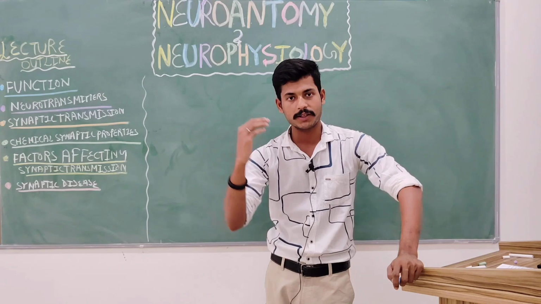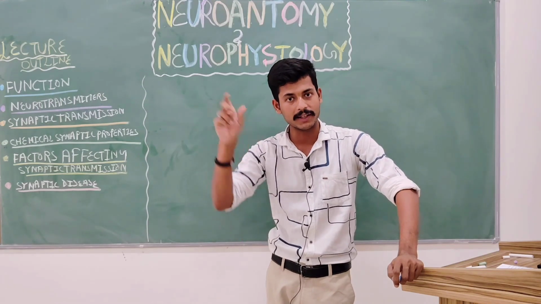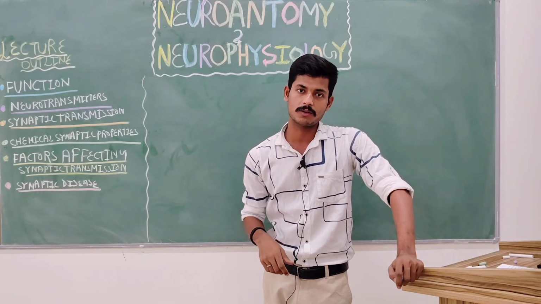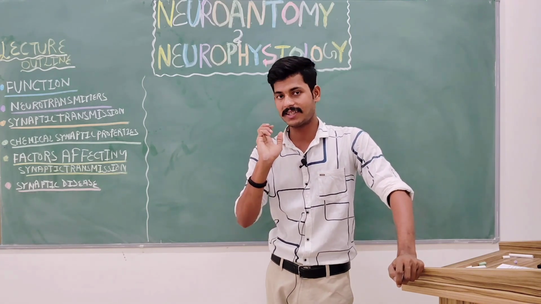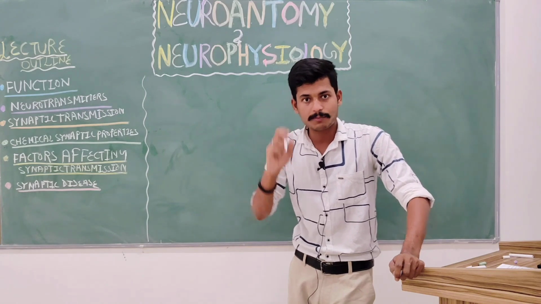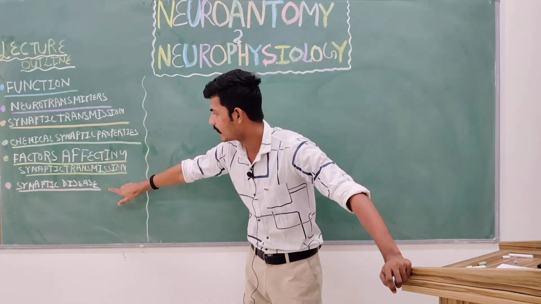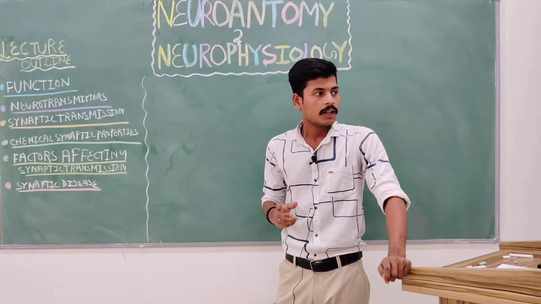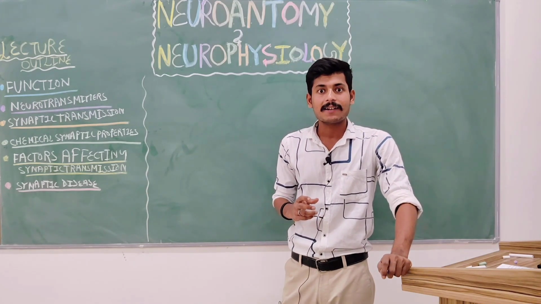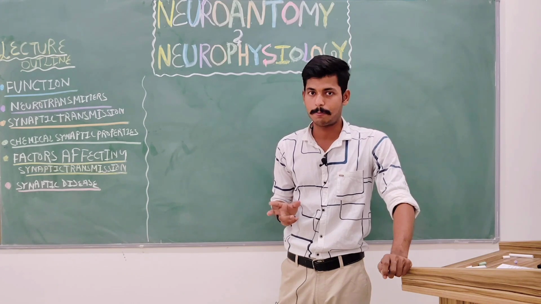How is the action potential which comes in the presynaptic neurons transmitted? We will see the processes, and when we see these processes, we can correlate with our synaptic diseases. We will see the synaptic diseases. Then we see that there are factors which can affect this synaptic transmission.